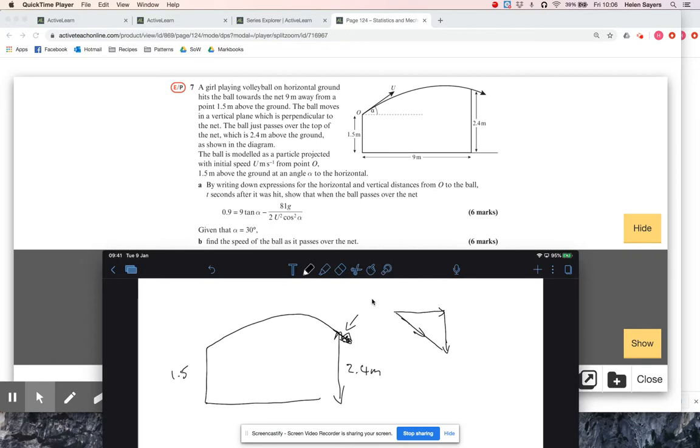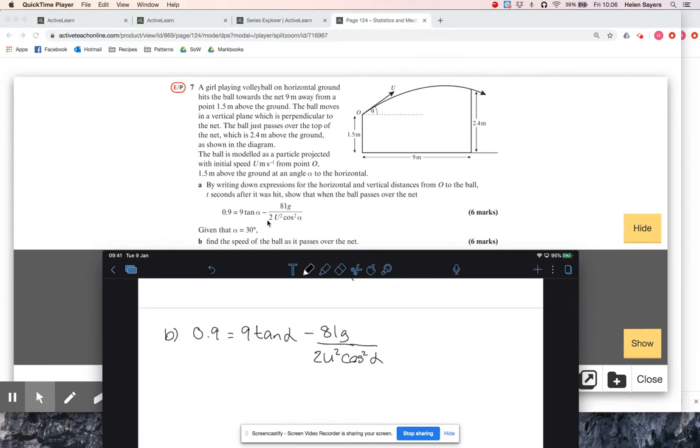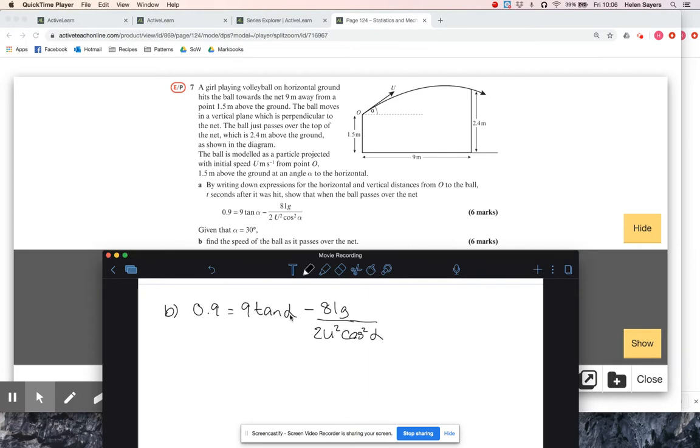Right, so they've given me alpha, but they haven't given me u. It's unlikely that B is going to be unrelated to A. It might just be a completely separate part of the question, but this whole question is quite challenging. So if I think, well, what would happen if I substituted that 30 degrees into this result from A? I would just be left with u squared. Yep, so if I know alpha, I know tan alpha. If I know alpha, I know cos alpha. I know g is 9.8. So that will allow me to get a value for u, the initial velocity.